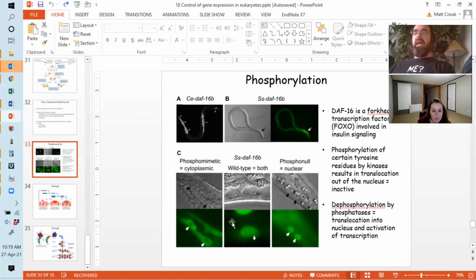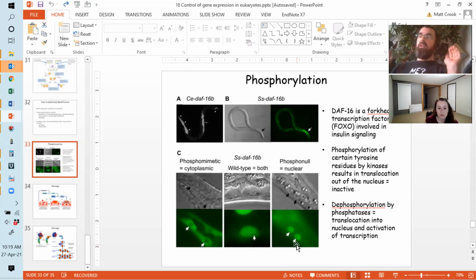And so in the absence of signaling, that protein is phosphorylated, has a phosphate group added to it, and that pulls it into the cytoplasm. So it removes it from the nucleus, and it's now unable to turn on transcription. Now, when signal is received, those phosphate groups are removed by phosphatases, and now it translocates back into the nucleus, which you can see here. These are two bigger cells, and it's now able to activate transcription.